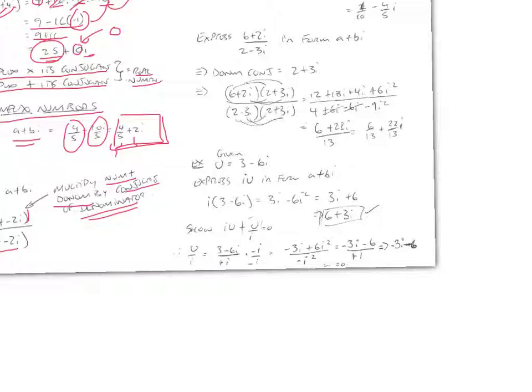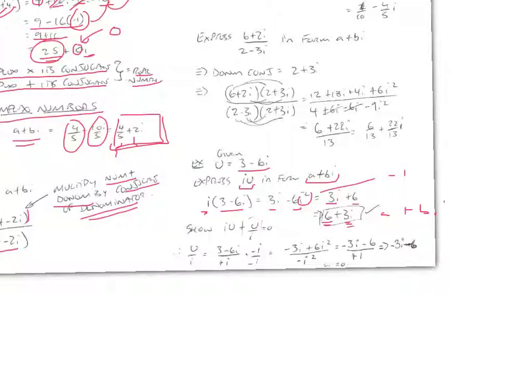Now quickly, a more advanced example. If we're given that u is equal to 3 minus 6i, express iu in the form a plus bi. Well, iu is simply i by u. So i by 3 is 3i minus 6i squared is equal to 3i plus 6, because i squared equals minus 1, and minus 6 by minus 1 is plus 6. And that gives us 6 plus 3i in a plus bi form.